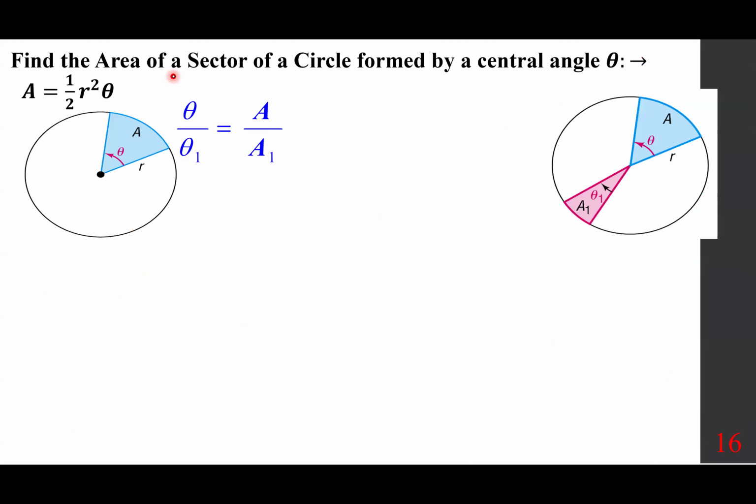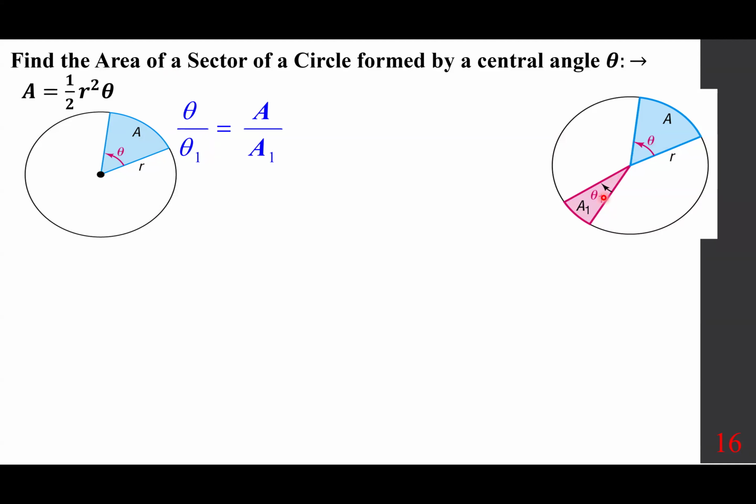Find the area of a sector of a circle formed by a central angle theta. This is a central angle theta. This is a portion of the area of a circle called the sector, and the formula is half of r squared theta. Let's quickly look at the justification.